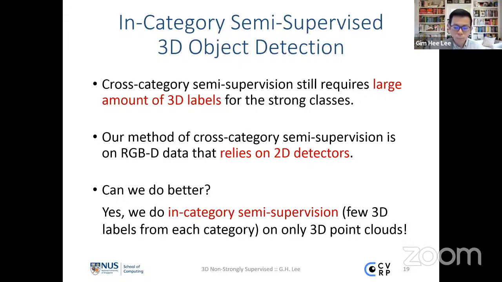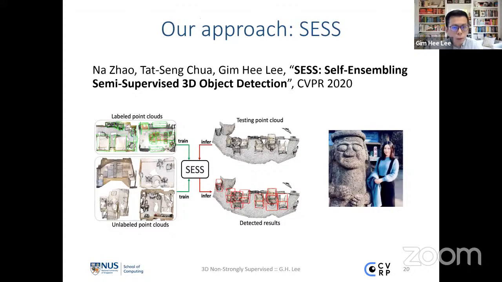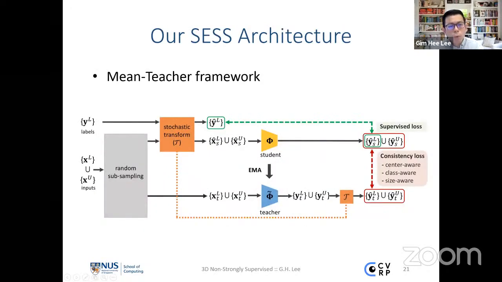And here we propose our work, which we call SAS. It stands for Self-Ensembling Semi-Supervised 3D Object Detection, which was published in CVPR this year. This work was done by my student, Zhao Na. Our SAS architecture is based on what we call the mean teacher framework. Basically, there are two branches in this particular framework.